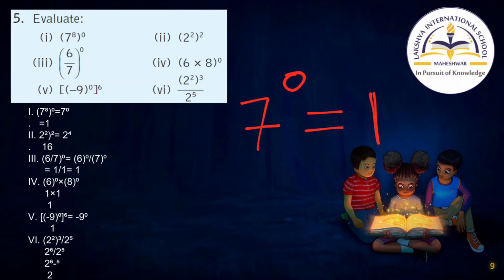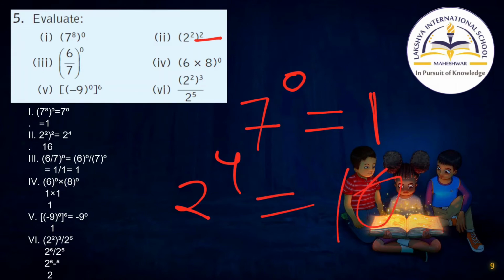Okay. Now question number 2, (2 raised to the power 2) whole raised to the power 2. So 2 to the power 4, 2 multiplied by 2. Now 2 into 2 we will get 4, 4 into 2 is 8, 8 into 2 that is 16. So 16 is the answer.